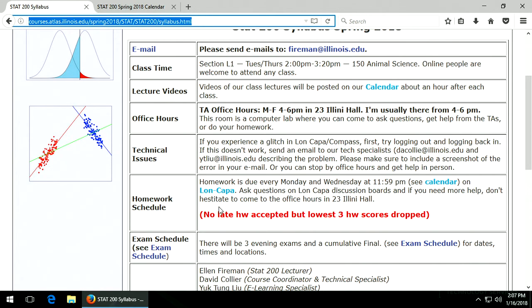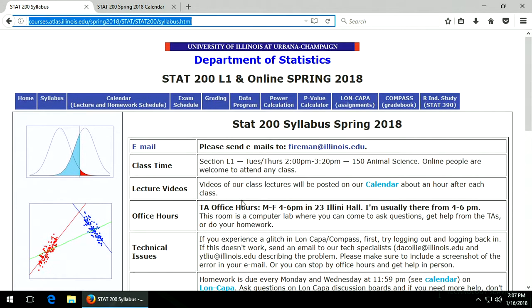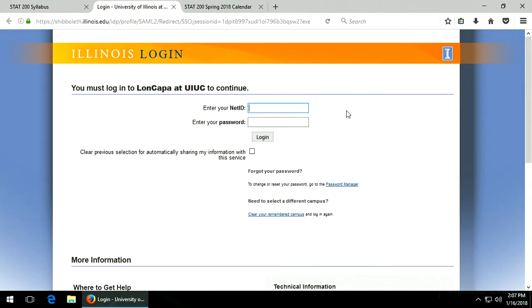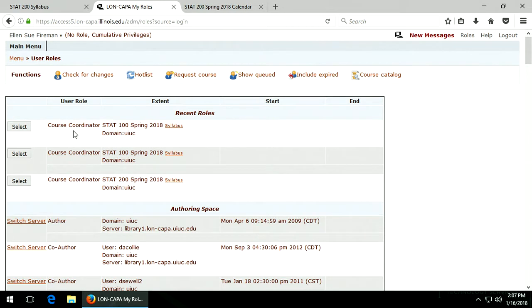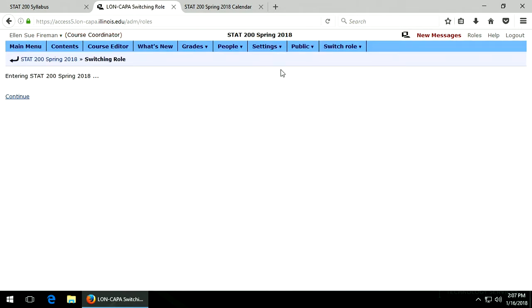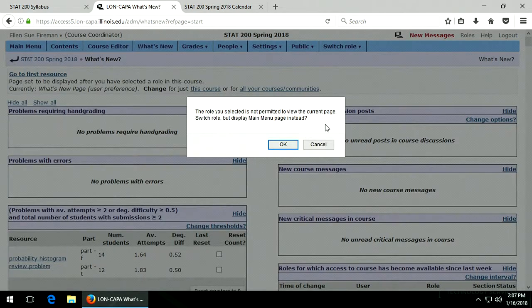All right. LANCAPO, we can go to it right now, just so I can show you what's up there. It's where you're going to be doing your homework. So let's look at it, and you'll put in your net ID and your password and log in. LANCAPO is going to grade you immediately. This is Stat 200 right here, you won't have all this. I should change it to the student view as soon as we log in so you can see. So we're going to switch role to the student.